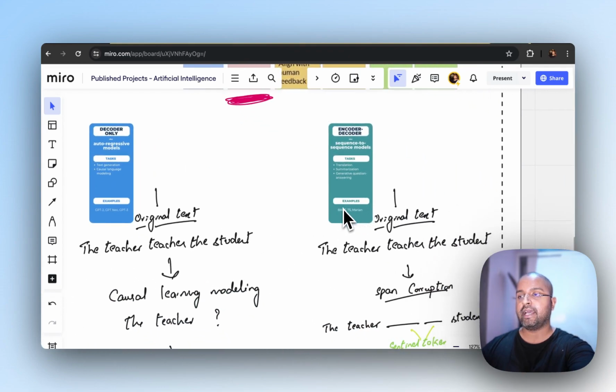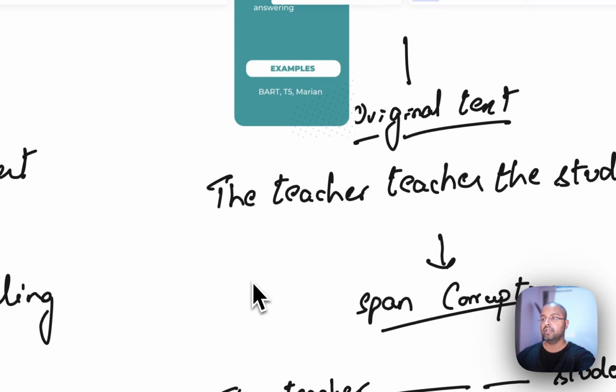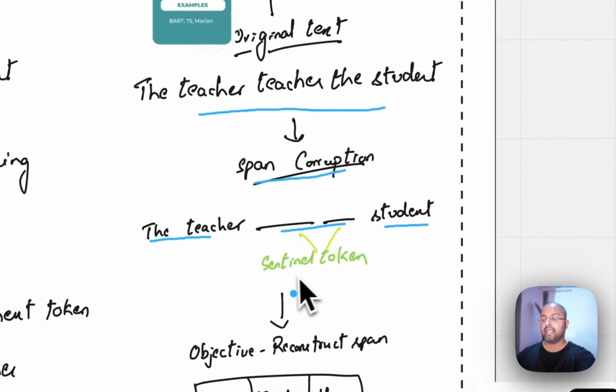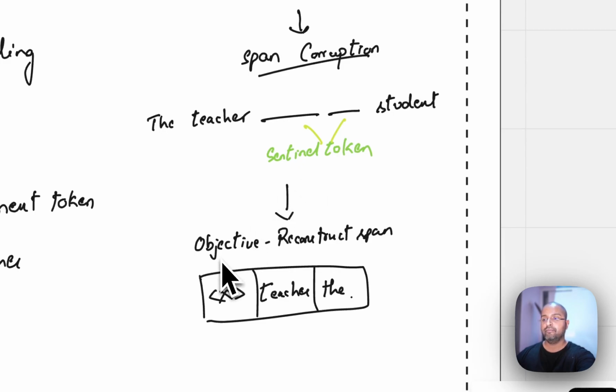And then of course we have the encoder and decoder model, which is sequence to sequence models. Here we have BART, T5, translation models, and so on. Good examples are translation, summarization, generative question answering, etc. Let's imagine we have the same text: The teacher teaches the student. Here it works on span corruption, where we give the teacher and a few blanks on the student, and its job is to fill in this sentinel token. It's called a sentinel token because its objective is to reconstruct this span.